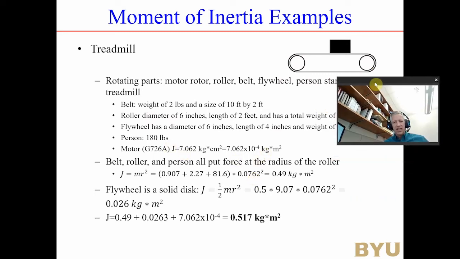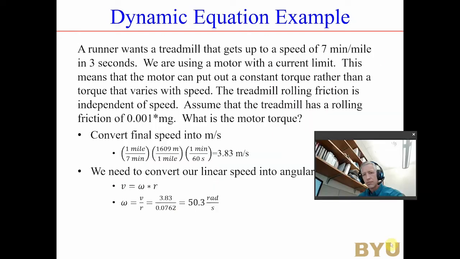So if I look at these right here, we're going to take the belt, the roller, and the person, and they all apply the force at the radius of the cylinder. So they're going to use the mr squared. The flywheel is a solid disc, and so it's going to use the 1/2.